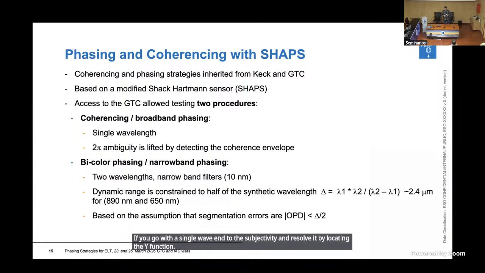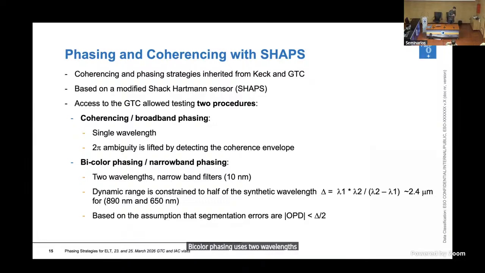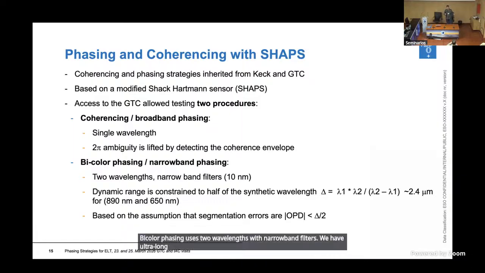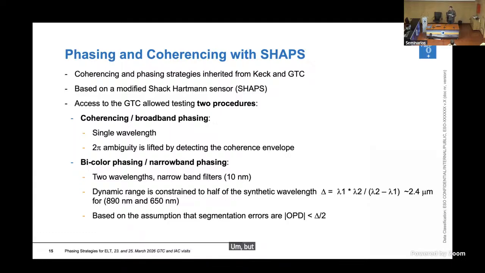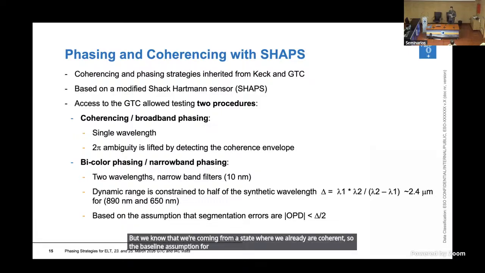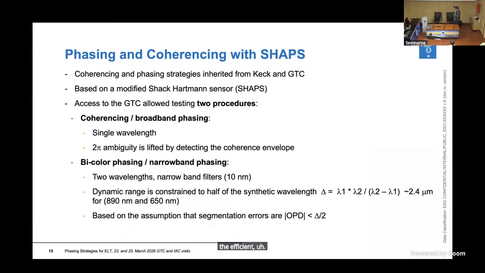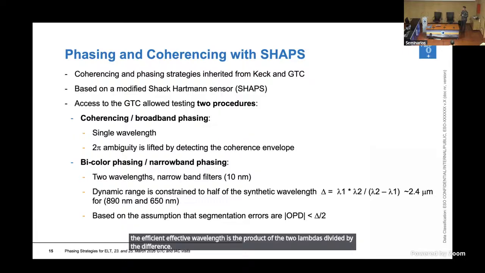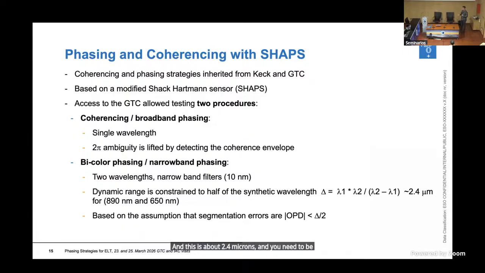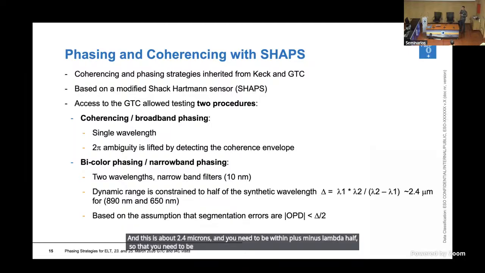Bicolor phasing uses 2 wavelengths with narrowband filters, so we have ultra long coherence range, like 50, 60, 80 microns. But we know that we're coming from a state where we already are coherent. So the baseline assumption for using bicolor phasing is that you are in the range of the effective wavelength, which is the product of the 2 numbers divided by the difference, and this is about 2.4 microns. And you need to be within plus minus λ/2, so you need to be at plus minus 1.2 microns. You make sure you're in that range, you can use that technique.